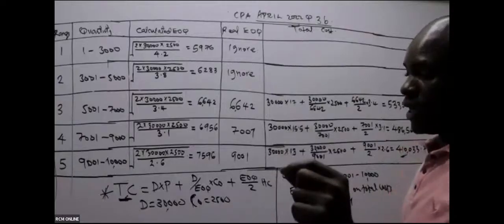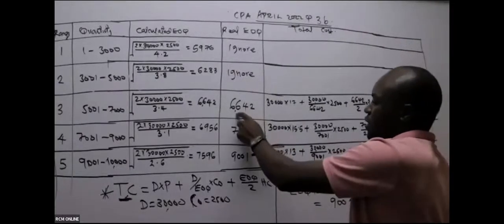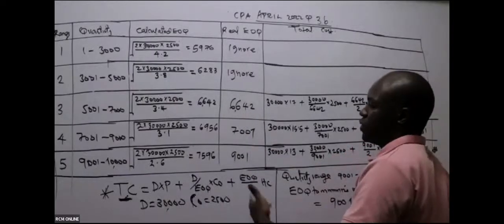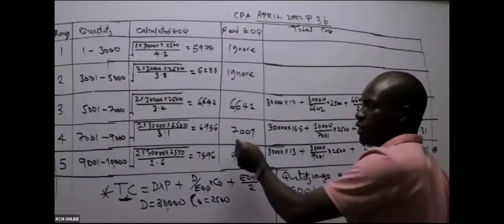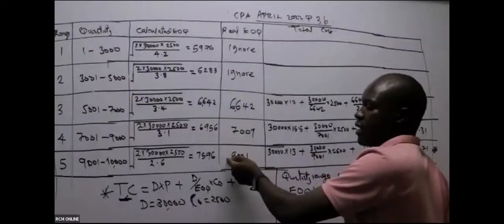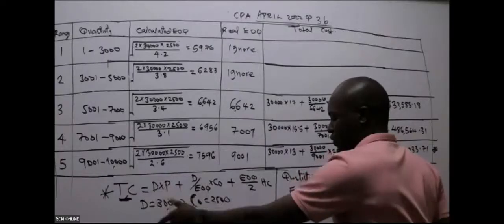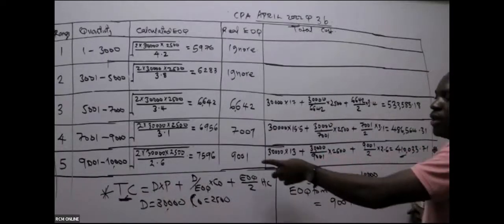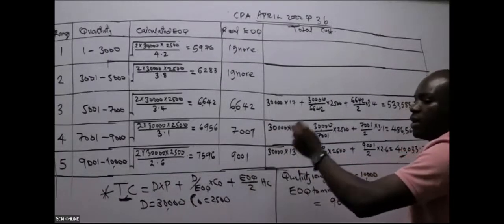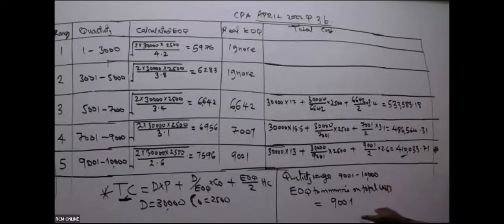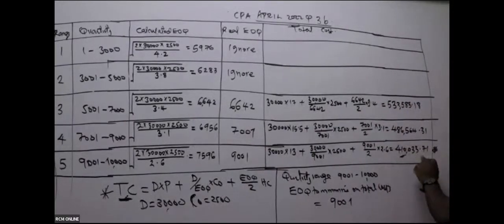Because somebody would have said, you know what? 6642 will give us the lowest cost because the units are very few. This one here, slightly higher. This one here, the highest. But now when you do the total cost results, we're able to see actually this 9,001 is the one that is giving us the lowest total cost.